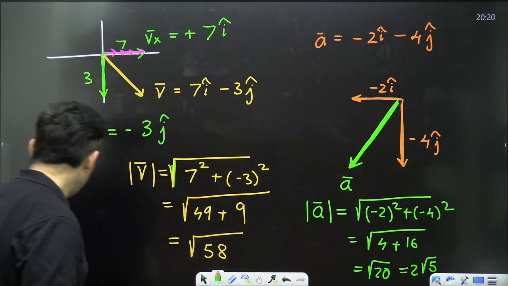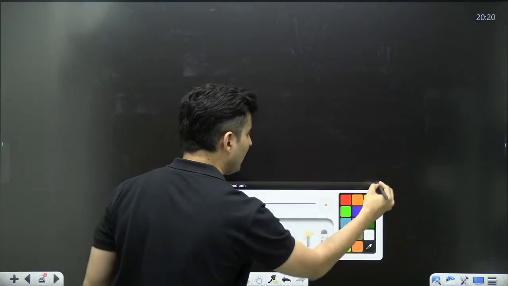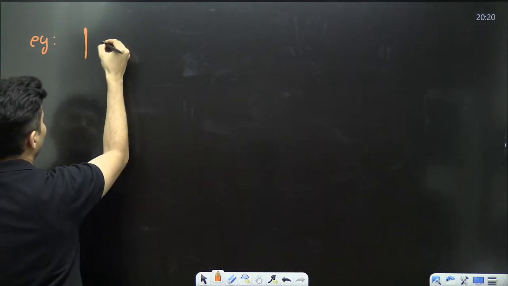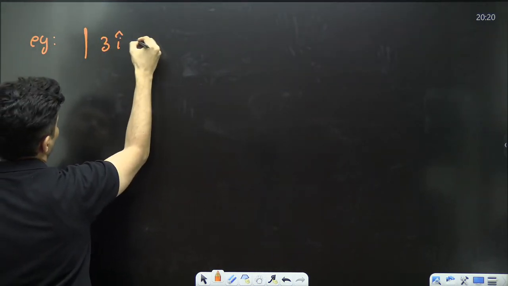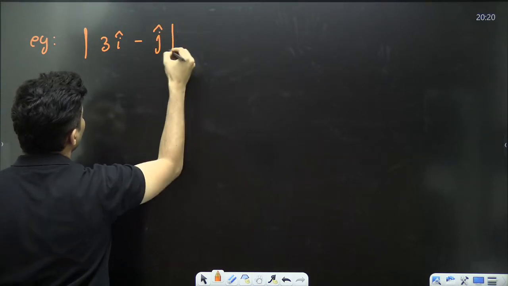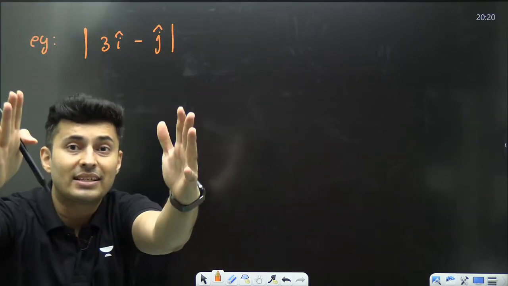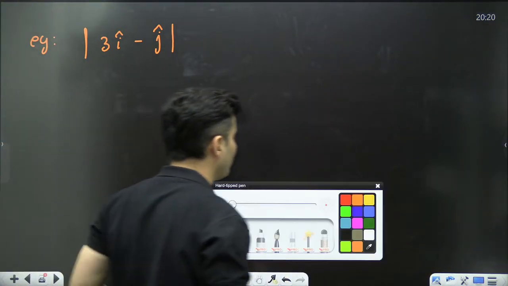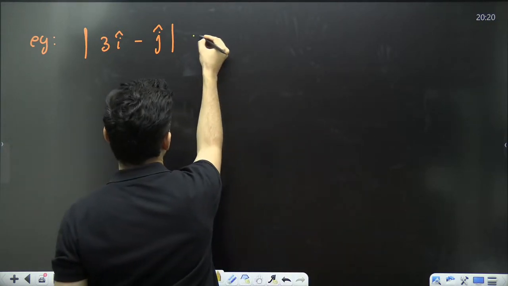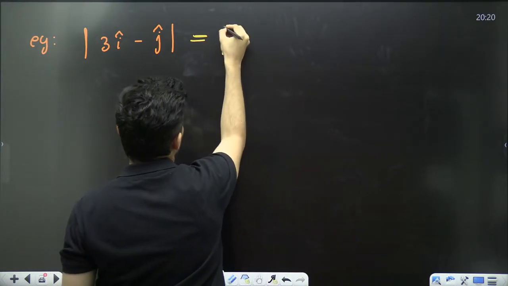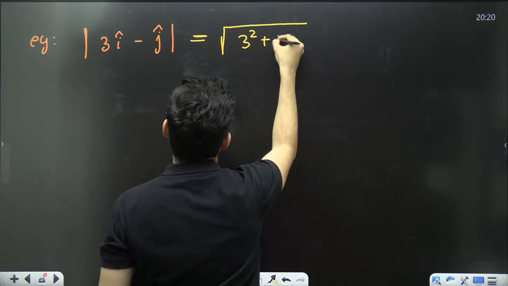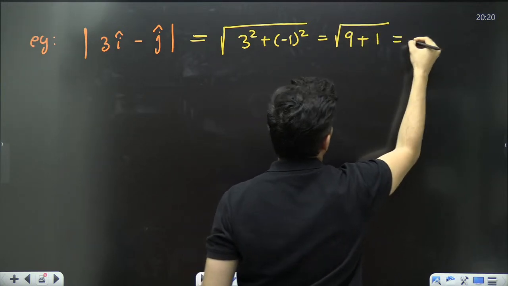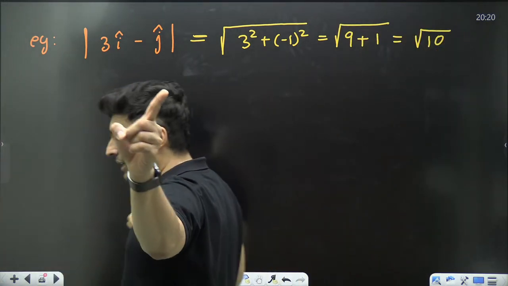Very good. Let's see if you guys can solve one more question. Guys, magnitude of 3i cap minus j cap. What is the modulus? Modulus means magnitude. That means you take the root, squares, add it. That's what it means. Come on, my dear warriors. What should this answer be? It should be root of 3 square plus minus 1 is square. 3 square is 9. 1 square is 1. So it will be root of 10. Let's see how many of you have written root of 10.